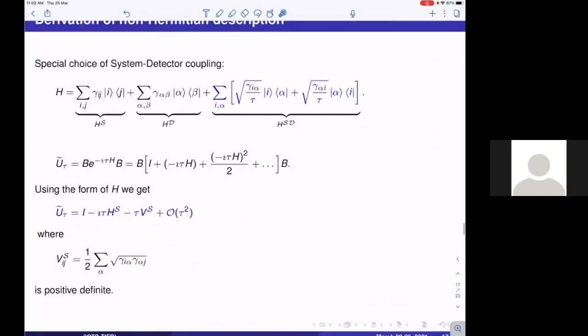So this scales as 1 over square root of tau, and now we again do the same expansion. This is the evolution operator, and we expand, and using this particular form of H, if we do all this H square and everything, we get something like this. We expand up to order tau squared. There are tau square terms, and there's an imaginary part which is also order tau. The strength of this imaginary potential corresponds to the particle going from the system to the detector and coming back. It has this form, and we know that it's a positive definite matrix.